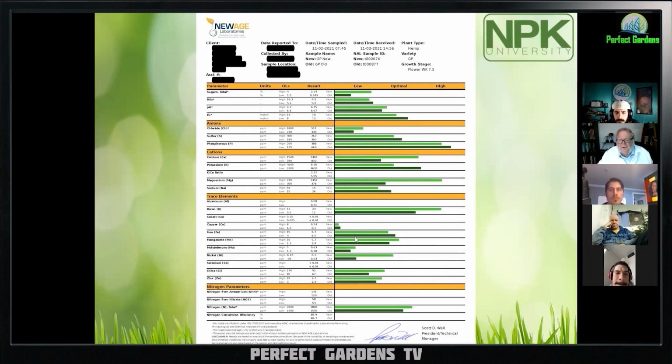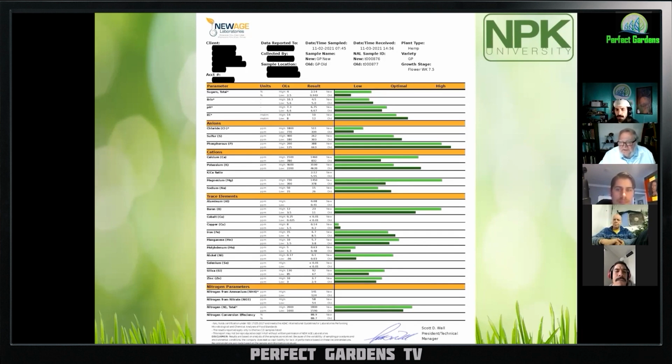Now, here's the one that really threw me off, though, the magnesium. Looks like it's very deficient, right? I mean, look at this. We got lower levels in the old leaves than the new. So it's taking the magnesium from the old leaves and sending it to the new. So at first I think, well, maybe I need to add more magnesium.